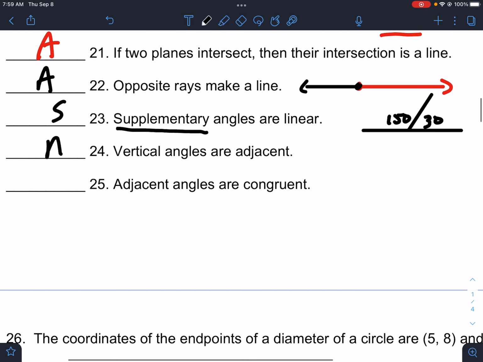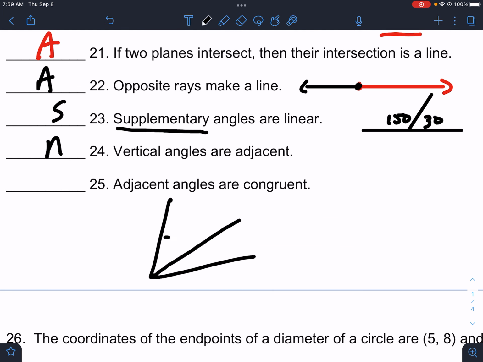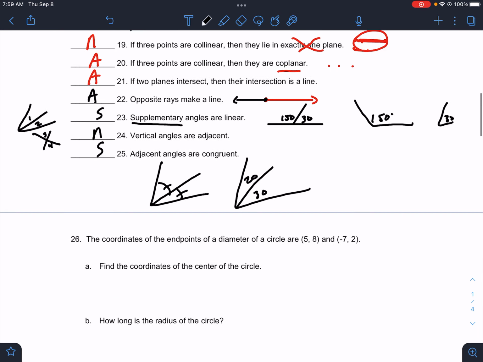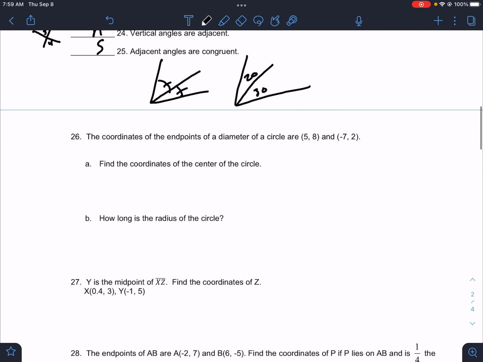Adjacent angles are congruent. Could I draw adjacent angles that are the same size? Could they both be 10, both be 20, both be 30? Sure. Could I draw adjacent angles that are different sizes, like 20 and 30? Sure. Adjacent just means side by side. That's it. All right, so far so good.